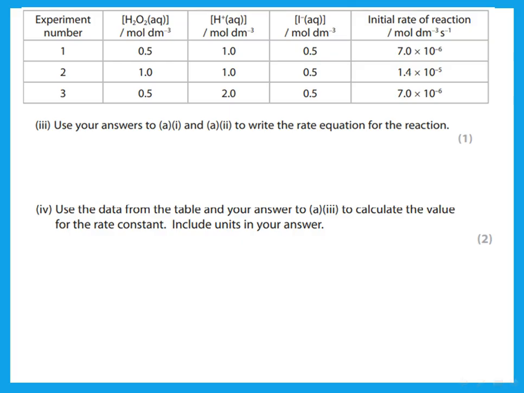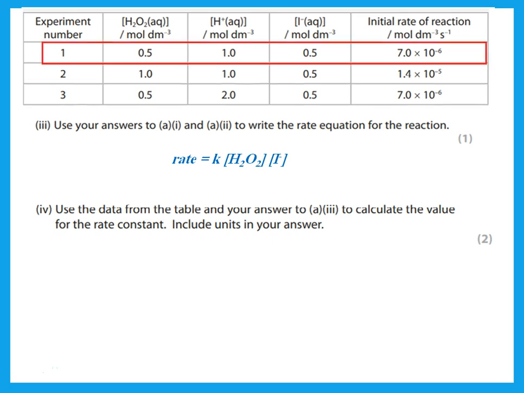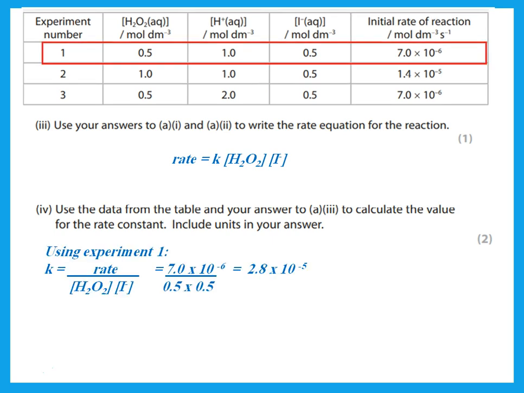Then we said use your answers to write the rate equation. Okay, so we said first order with respect to this, first order with respect to the iodide. Use the data from the table and your answer to A3 to calculate the value for the rate constant. So for the rate constant, I want experiment 1, for example. Then I can put in the values for the rate and the concentrations from experiment 1 and I get this value. I want units. You should be able to get the units by now.